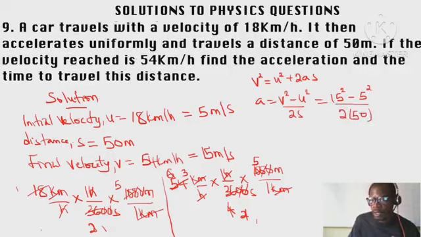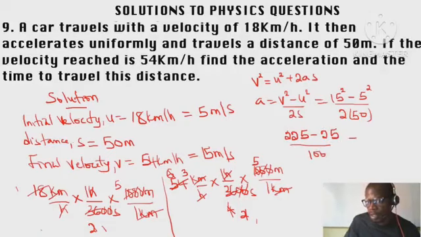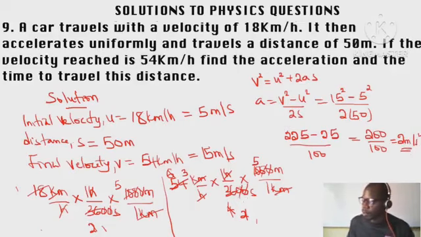So 15 squared is 225. 225 minus 25, then divided by 100. And this one will give us 200 over 100, and that will give us 2 meters per second squared. That's the acceleration, 2 meters per second squared.